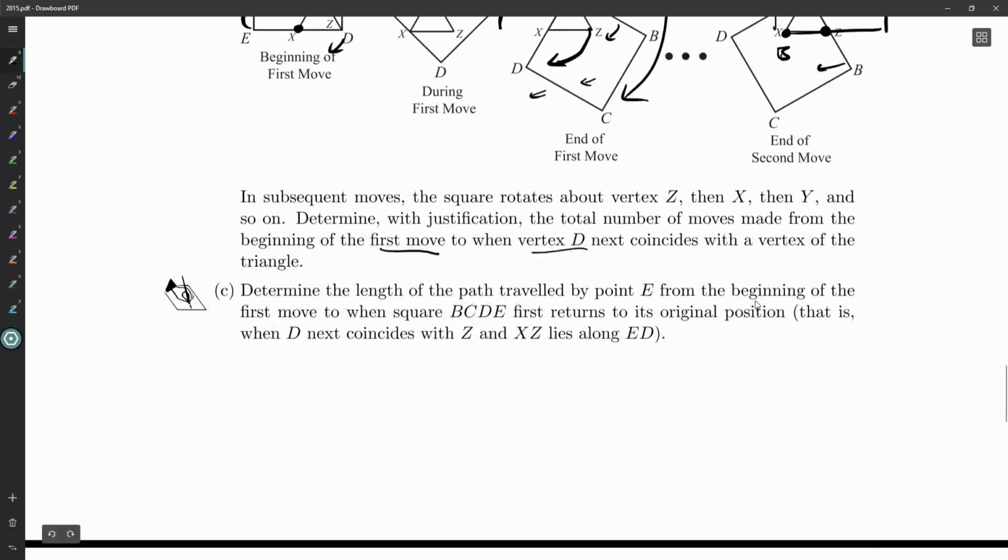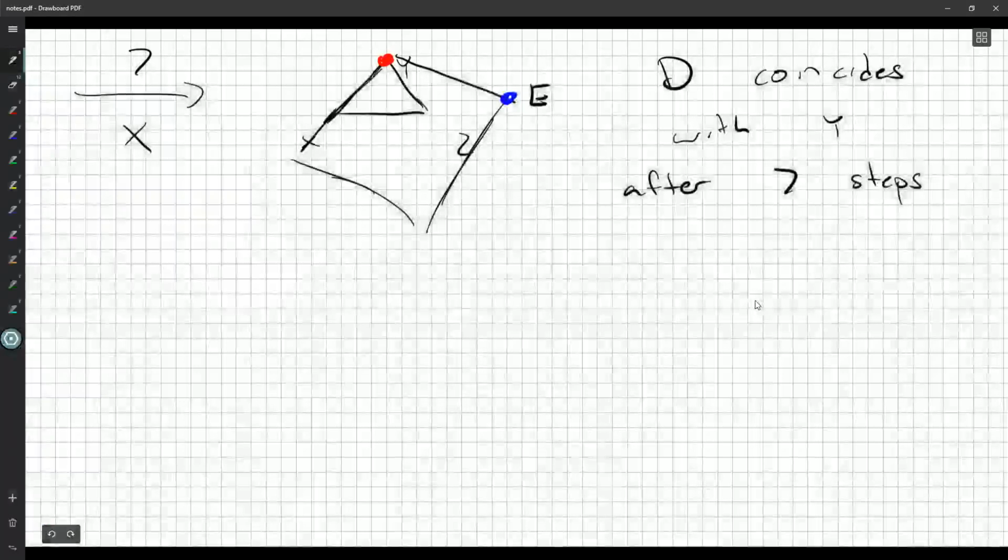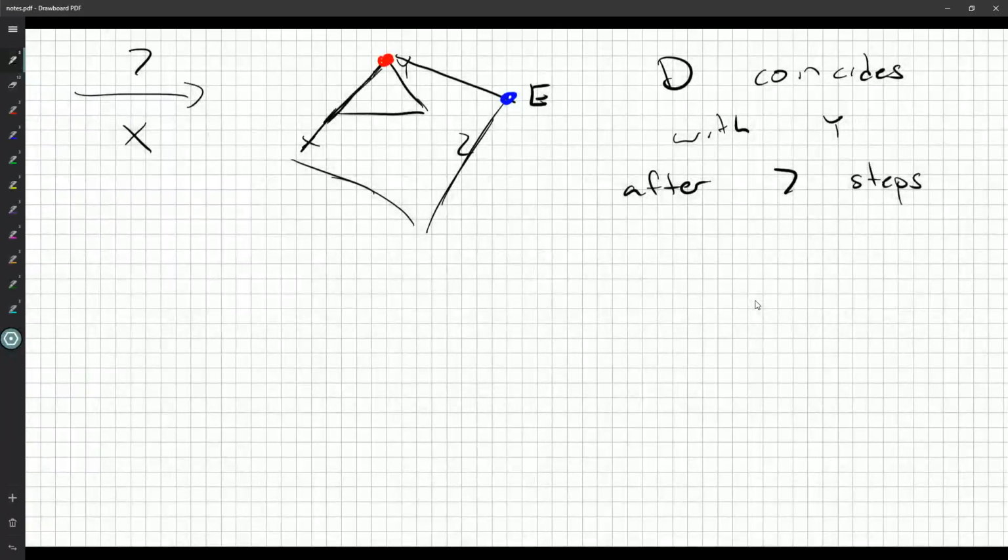Alright, C. Determine the length of the path traveled by point E, which I've just highlighted in blue actually, from the beginning of its first move, to when the square BCDE first returns to its original position. So D coincides with Z, and XZ lies along ED. Okay, so we just followed D to Y. So here's where I'd start C.